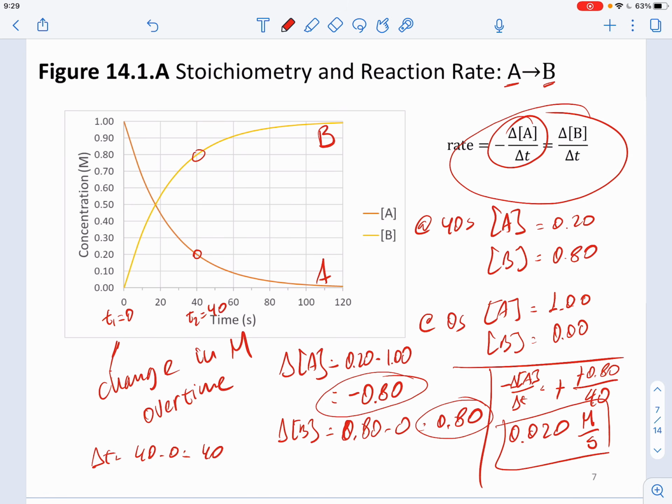That is the reaction rate for this reaction based on the information that you can obtain from the graph. So your reaction rate is equal to 0.020 molar per second. And it doesn't matter whether you use A or B to calculate it, the reaction rate is going to be the same regardless of the species that you picked to express the reaction rate. Okay?